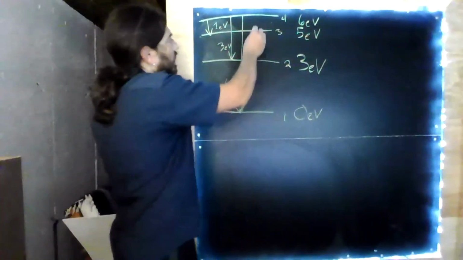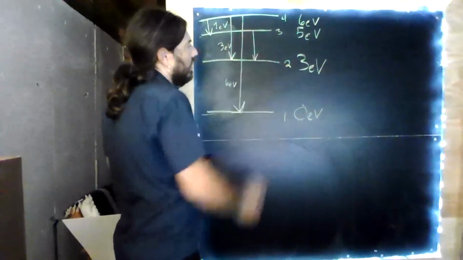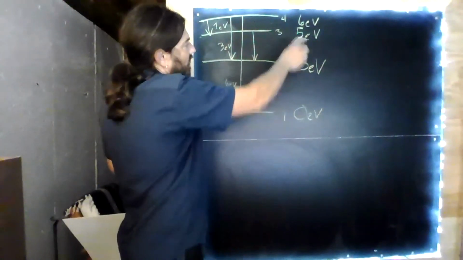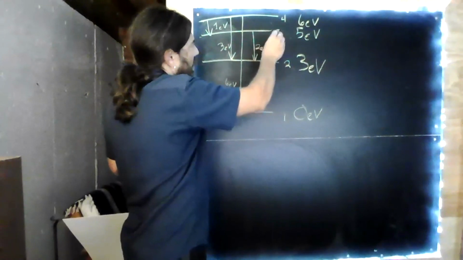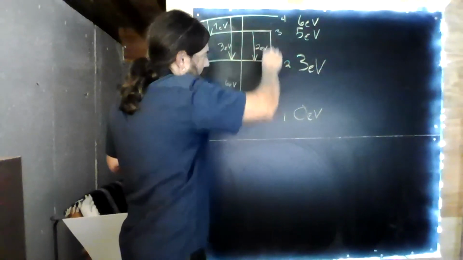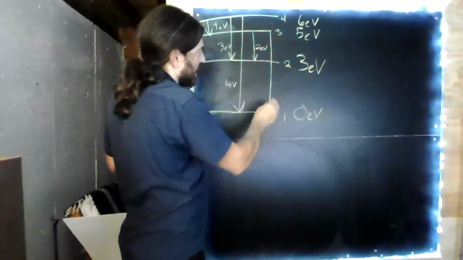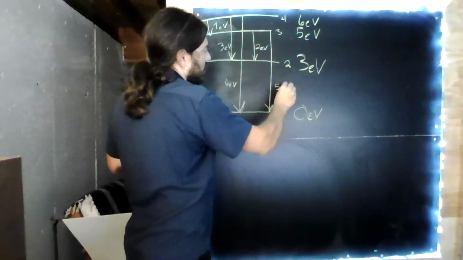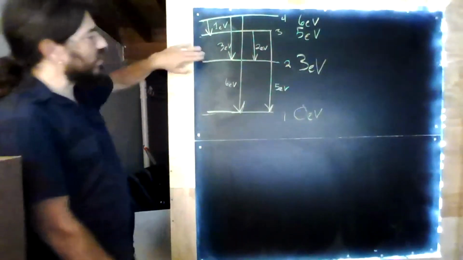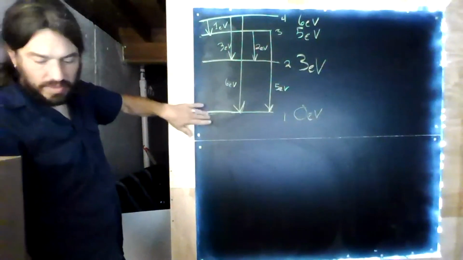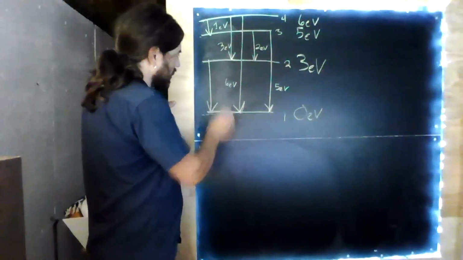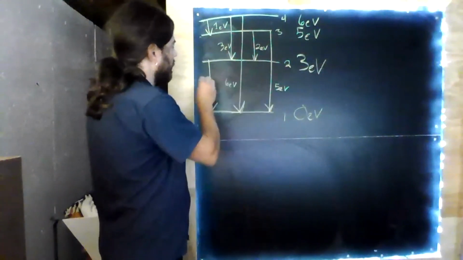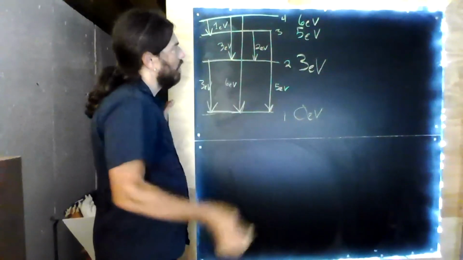From the second energy level, we could go here to here. And so that is 5 minus 3. That's 2 electron volts. We could go also 3 to 1. And that is 5 electron volts. Now, we could also go 2 to 1, couldn't we? Let's draw that in here. We could go 2 to 1. How many electron volts is that? That's 3 electron volts.